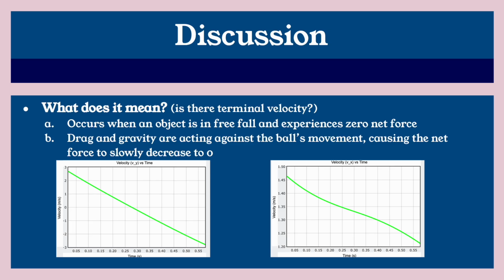What does it mean? Is there terminal velocity? Terminal velocity occurs when an object is in freefall and experiences zero net force. When you look at the computational model with drag force at the bottom, you can see that the velocity decreases over time, which means that gravitational force and drag force are acting on it, eventually leading to a net force of 0.